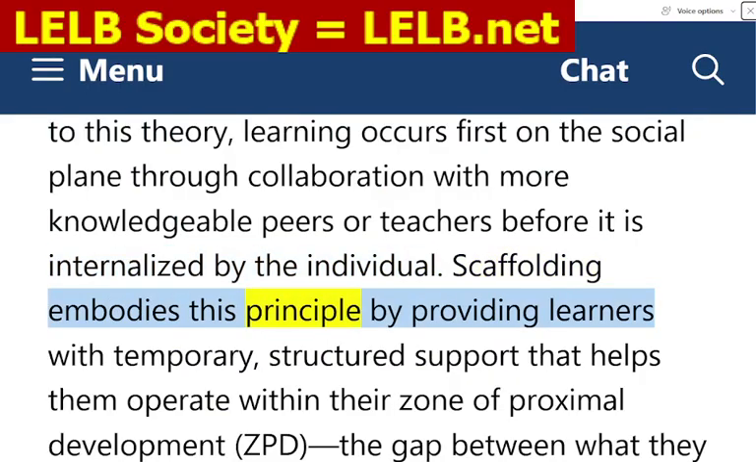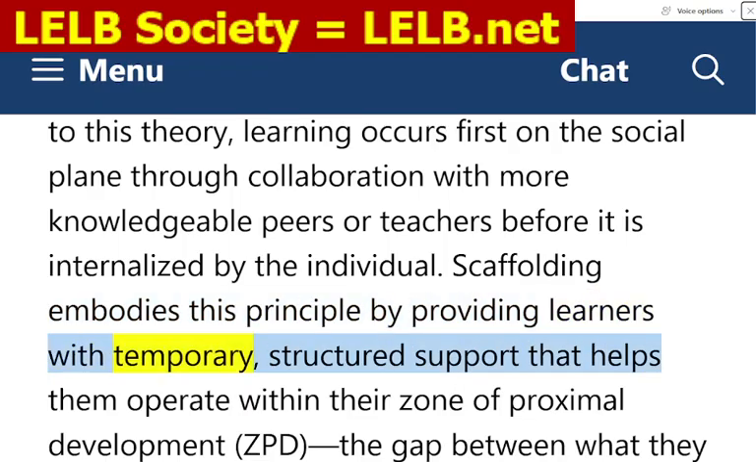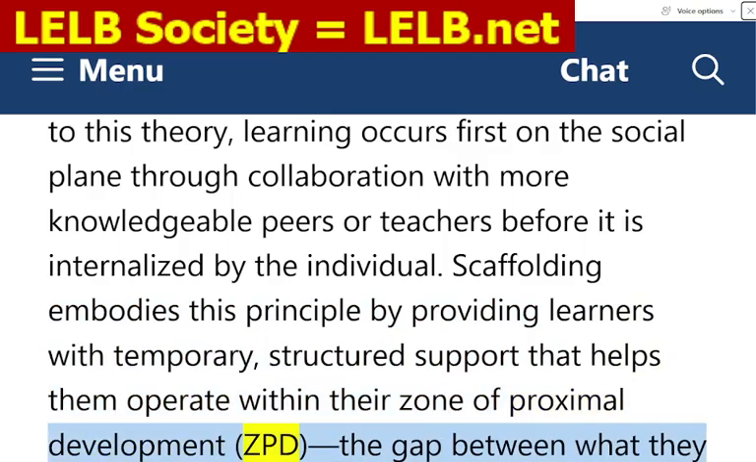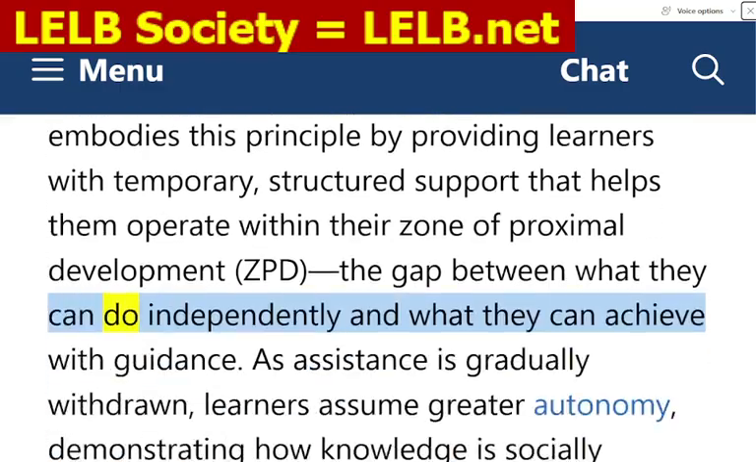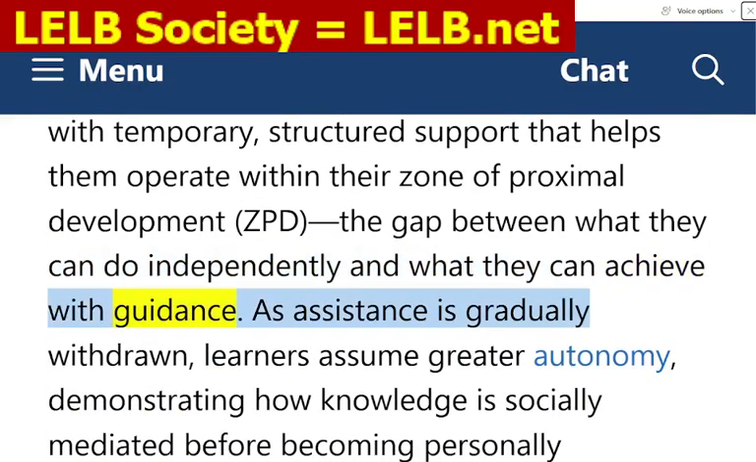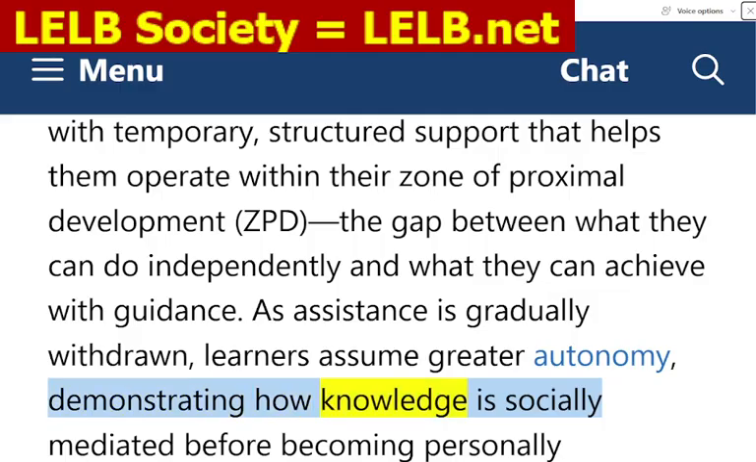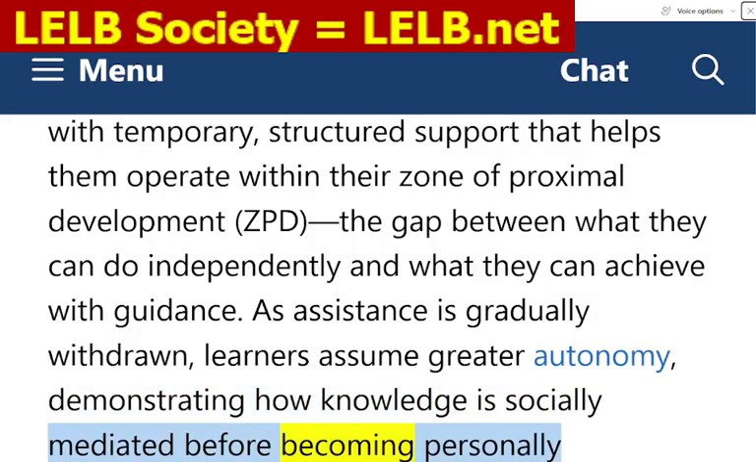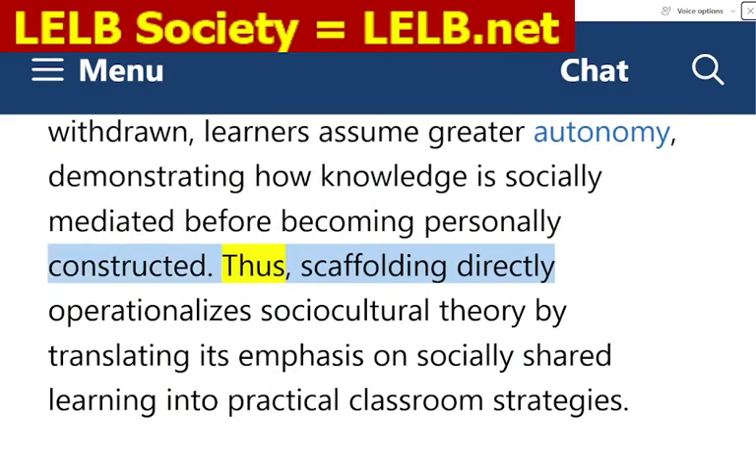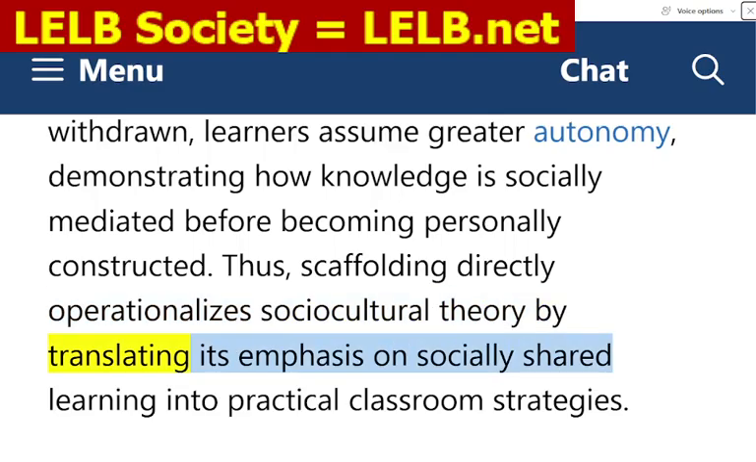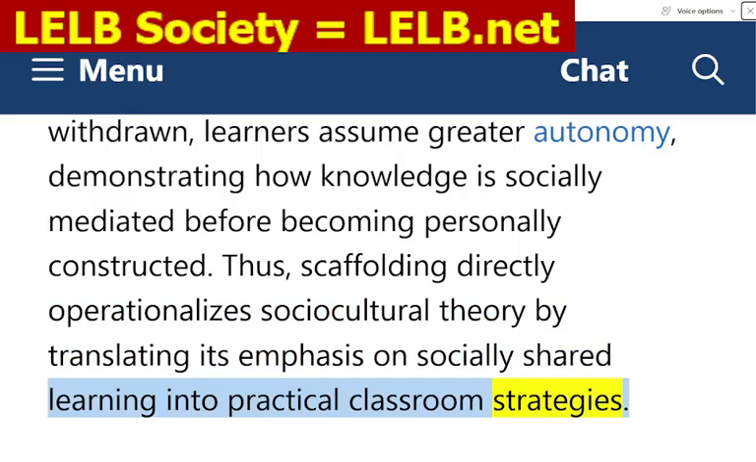Scaffolding embodies this principle by providing learners with temporary, structured support that helps them operate within their zone of proximal development, ZPD, the gap between what they can do independently and what they can achieve with guidance. As assistance is gradually withdrawn, learners assume greater autonomy, demonstrating how knowledge is socially mediated before becoming personally constructed. Thus, scaffolding directly operationalizes sociocultural theory by translating its emphasis on socially shared learning into practical classroom strategies.